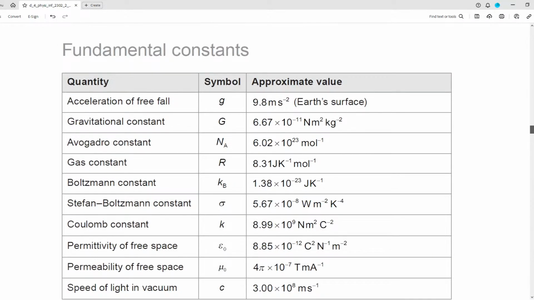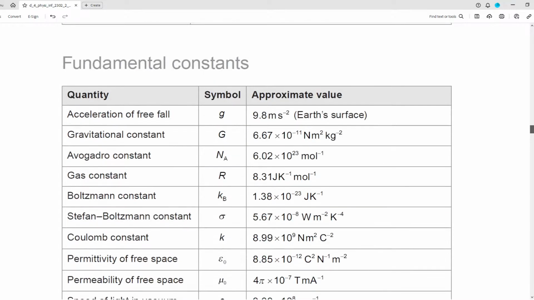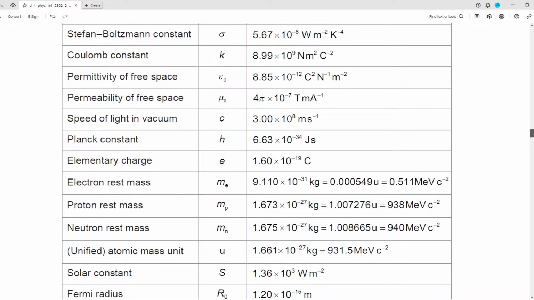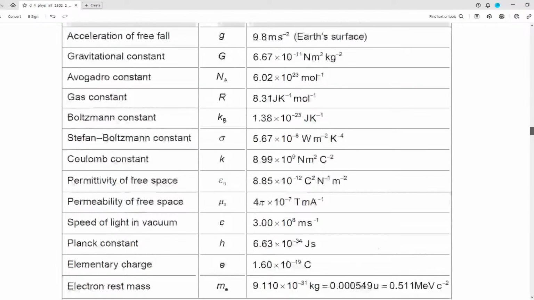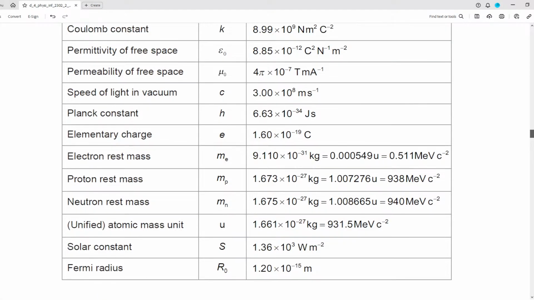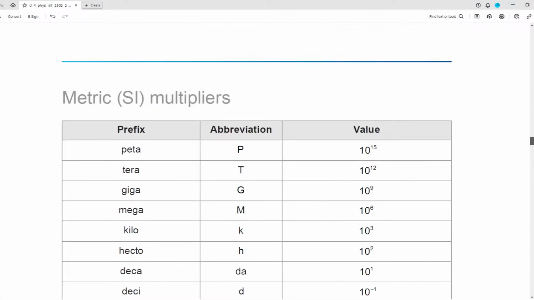For example, this one is not hidden because you have both versions. Gas constant and Boltzmann's constant are actually very closely linked. Same thing as Coulomb's constant and the permittivity of free space. So they are linked together. Maybe they're not explicitly stated, but the question may hint at it.